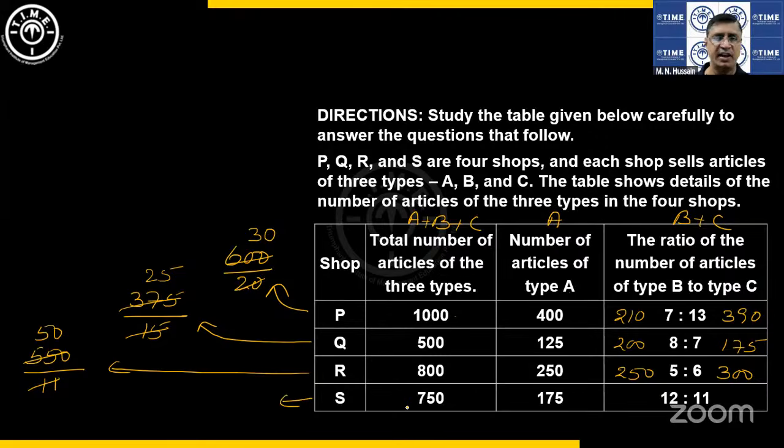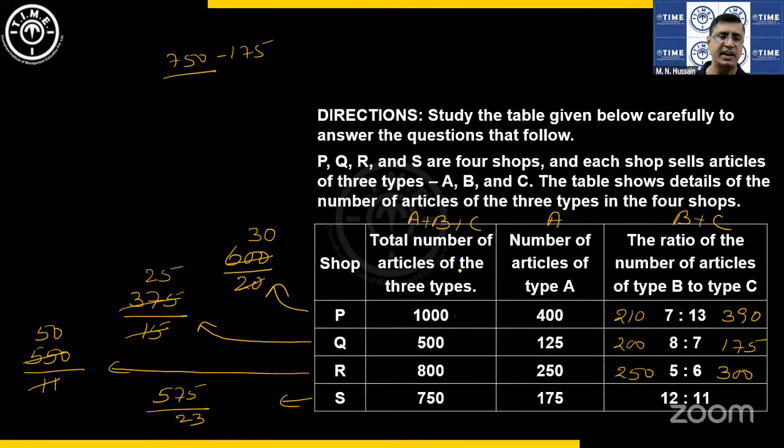In the same manner with shop S. The total number of articles here is 750. 750 minus 175. Now 750 minus 150 is 600, and 600 minus 25 is 575. So what is the result? 575. What is the ratio? 12:11, that is 23.